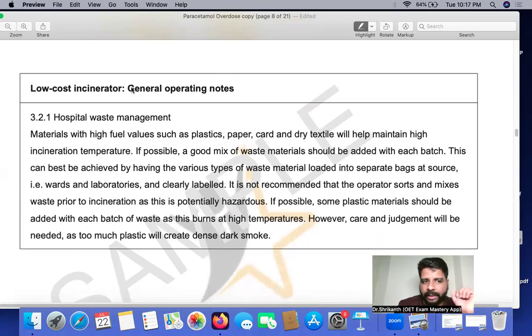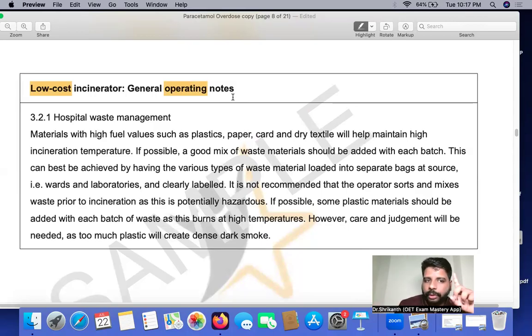So let's read the part B question paragraph. Low cost incinerator. Low cost basically means what? It is very cheap. It is not an expensive incinerator. It is a very cheap incinerator, and general operating notes. Now your duty is to find why. Why did the people write these notes for a very cheap incinerator?